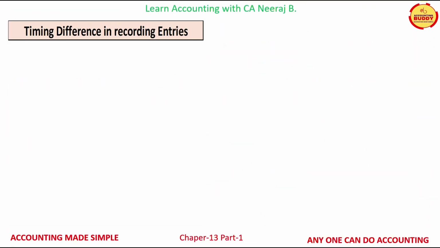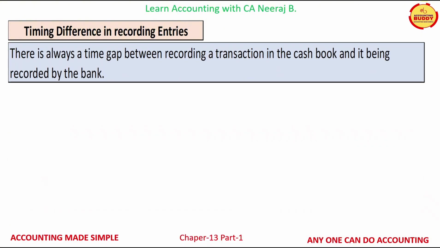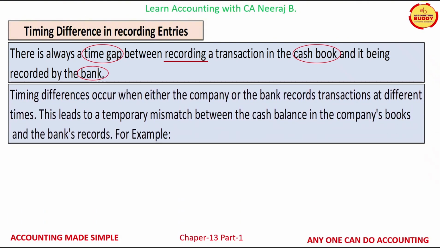Let us now understand in detail how timing difference is one of the major reasons of difference between the balance of the cash book and the bank statement. There is always a timing gap between the recording of a transaction in the cash book and it being recorded in the bank. Timing differences occur when either the company or the bank records transactions at different times. This leads to a temporary mismatch between the cash balance in the company's books and the bank's records.